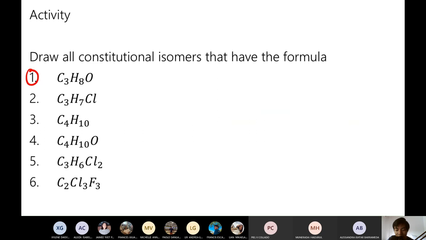Ito. 1, 4, and 2. Okay, yan na lang. So, sagutan ko yung 1, 2, and 4. Tapos, kayo na bahala sa 3, 5, 6.